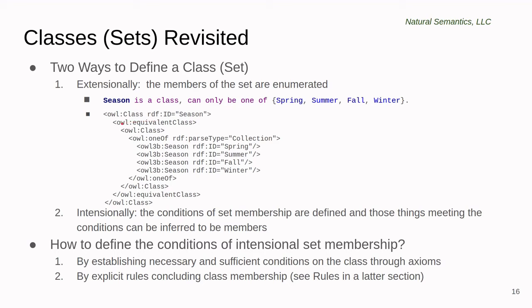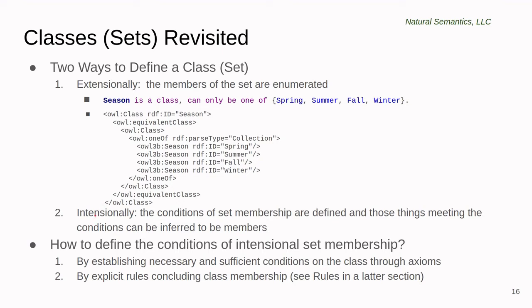And here's the XML representation of this AL model. We have the class season. It's equivalent to a class which is one of these four instances. So that's the first way to define a class, extensionally. Obviously that has limited application. There are many classes or sets where there is no possibility that we can enumerate all of the members of the set. Imagine the set of trees, for example, in the world. One would be hard-pressed to enumerate them.